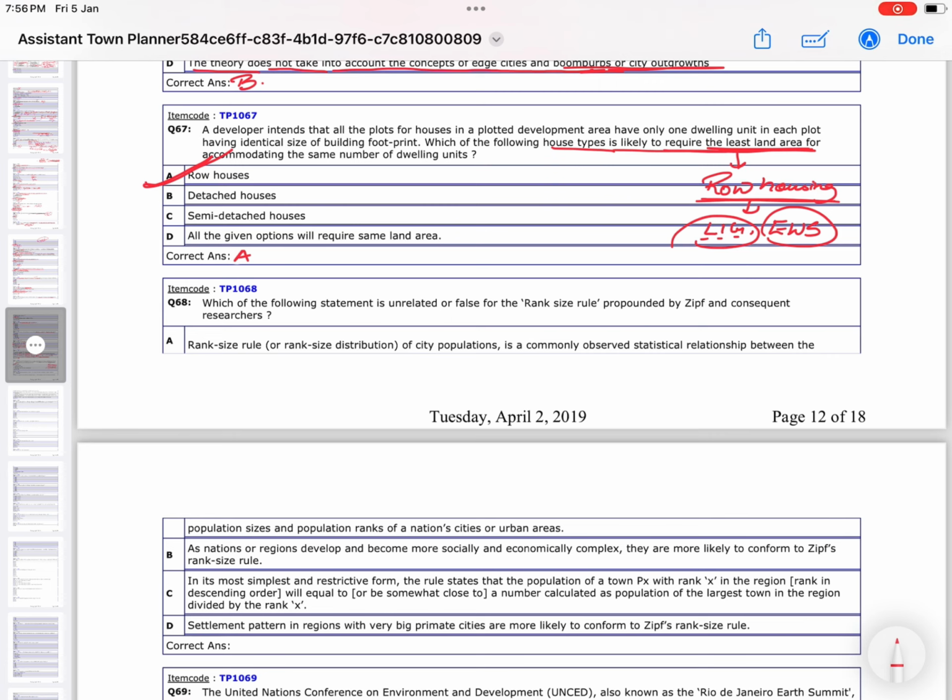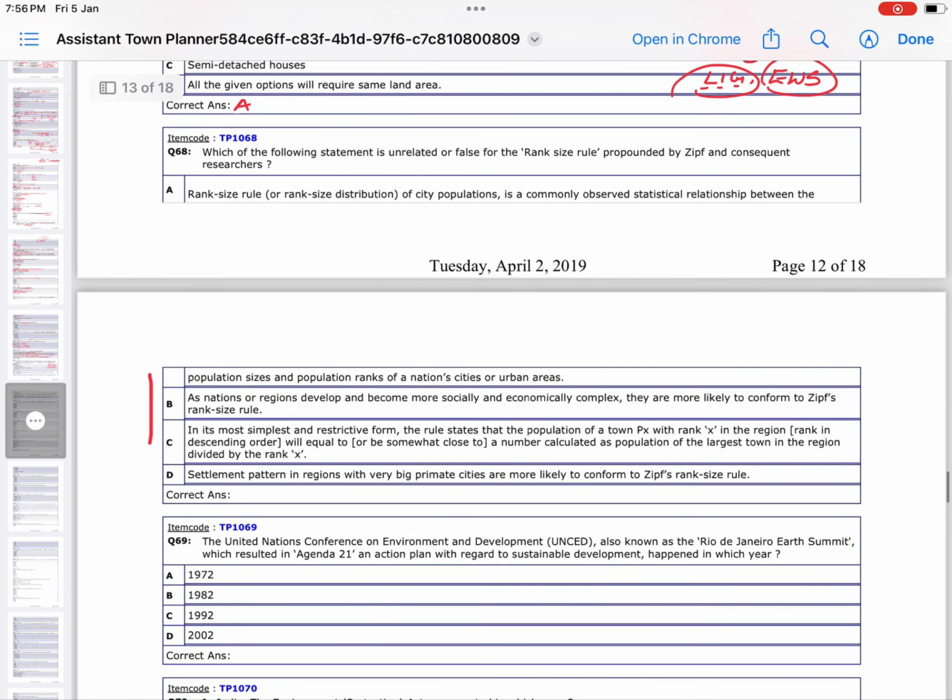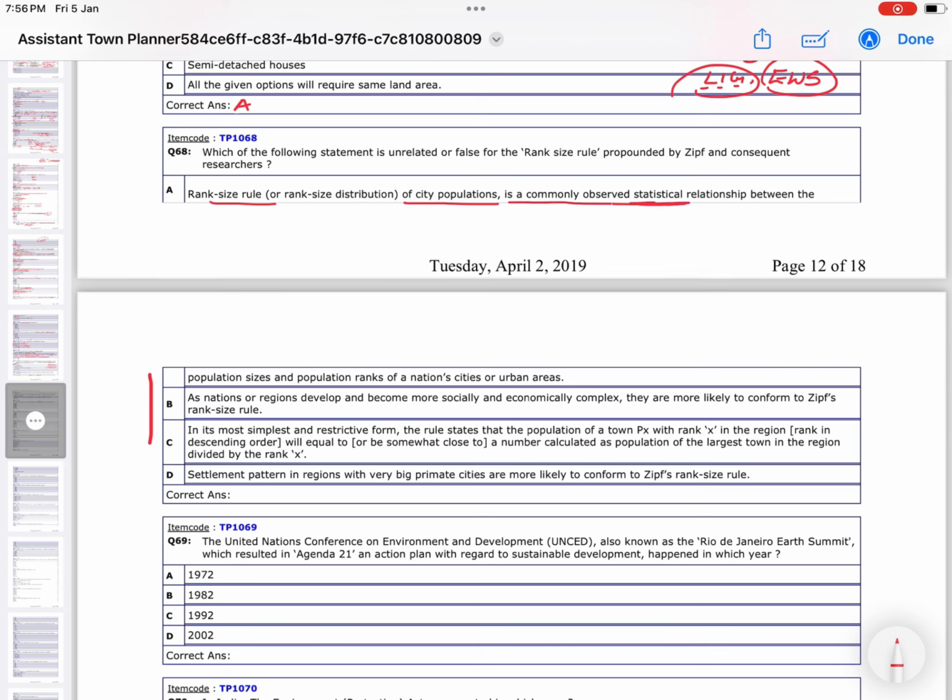Okay, now question number 68. Which of the following statements is unrelated or false for the rank size rule, which is propounded by Zipf and consequent researchers? There are many people involved in this. The first one is: the rank size rule of a city population is a commonly observed statistical relationship between the population size and population rank of a nation, city, or urban area. Yes, it does.